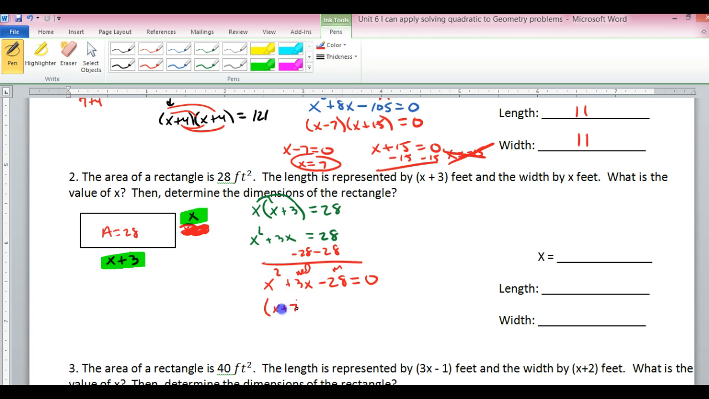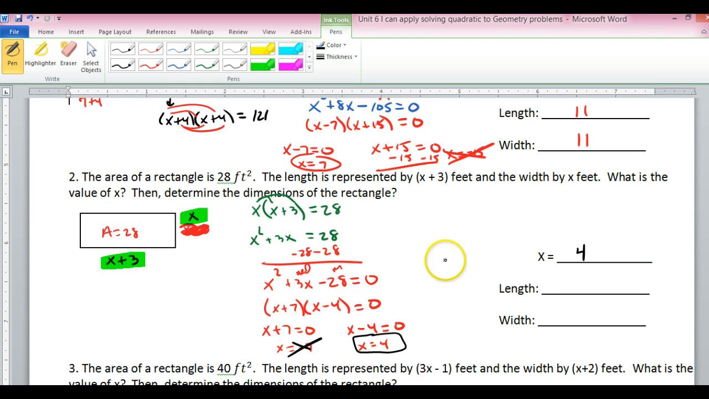That would be x plus 7 times x minus 4. When I set each of these equal to 0, I end up with x equals negative 7 and x equals 4. Which one of these answers makes no sense? Well, the only one that doesn't make sense is the one that involves a negative. So the value of x that works in this problem is 4.